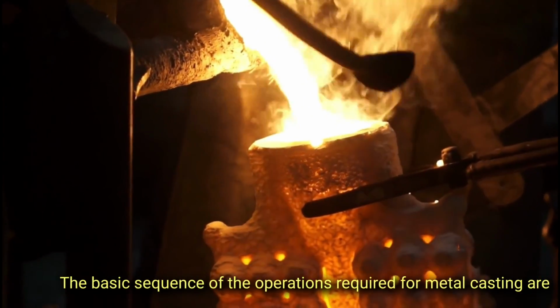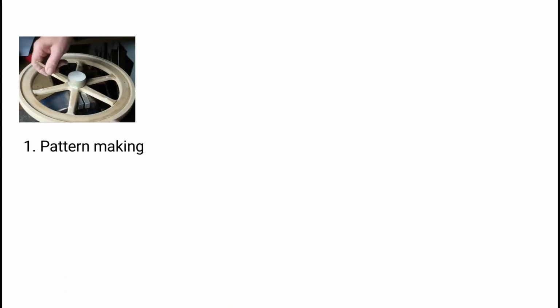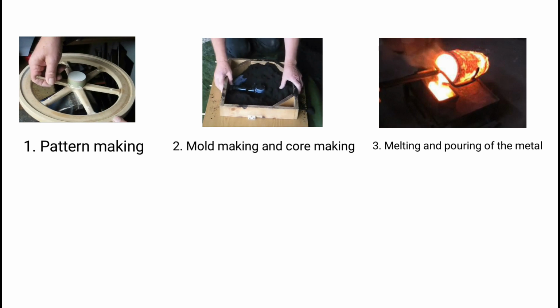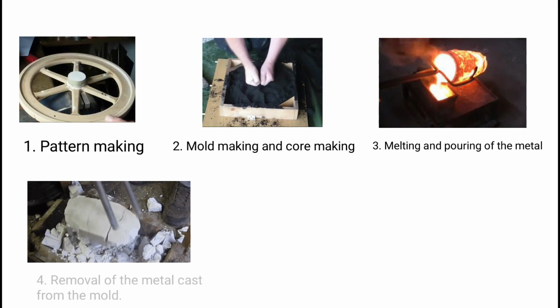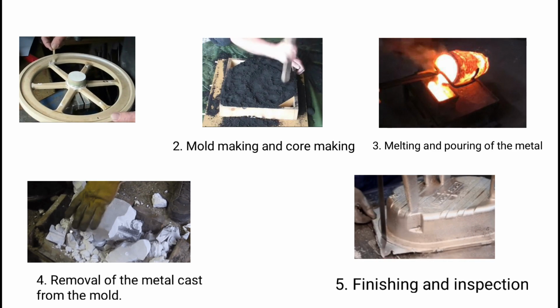The basic sequence of the operations required for metal casting are: 1. Pattern making. 2. Mold making and core making. 3. Melting and pouring of the metal. 4. Removal of the metal cast from the mold. 5. Finishing and inspection.